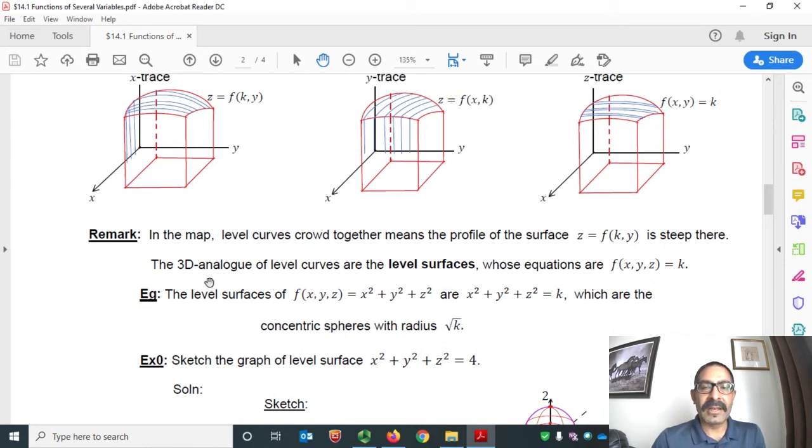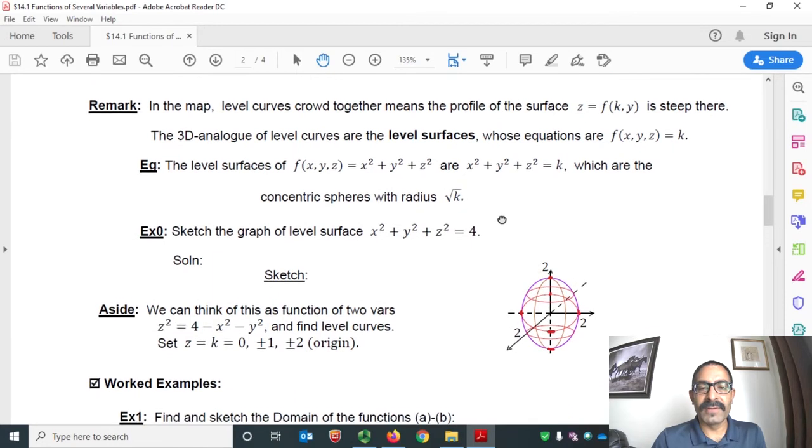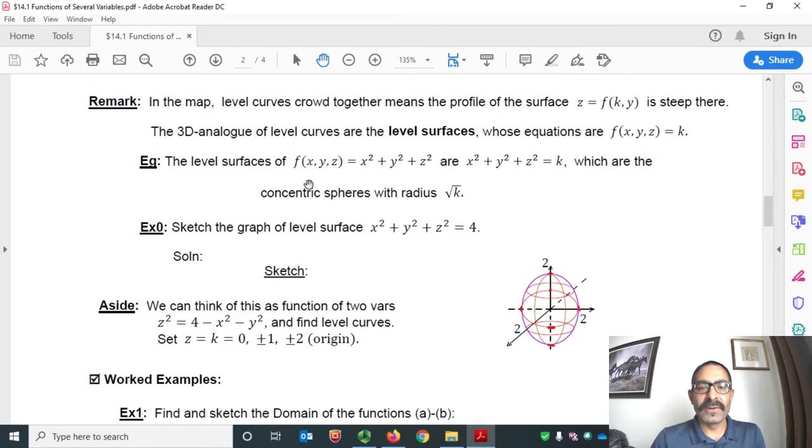The 3D analog of level curves are the level surfaces, whose equations are function of three variables equals to a constant. We put w equals to constant. Quick example: the level surface of the function of three variables, f equals x squared plus y squared plus z squared, or x squared plus y squared plus z squared equals k, which are the concentric spheres with radii radical k.